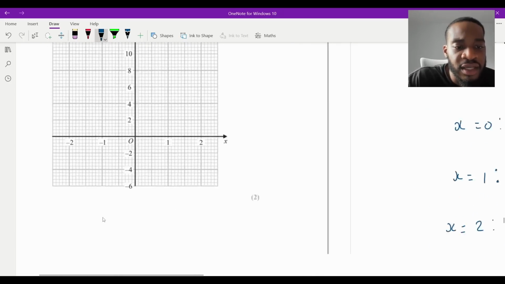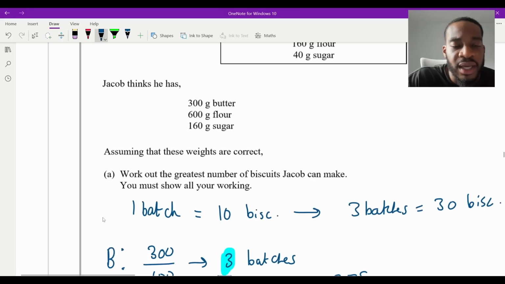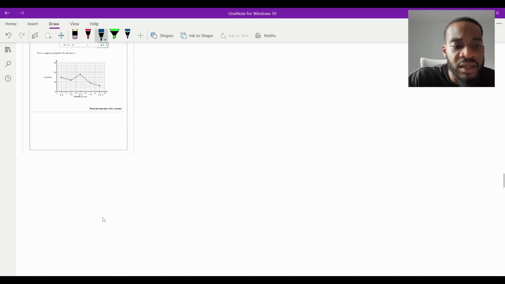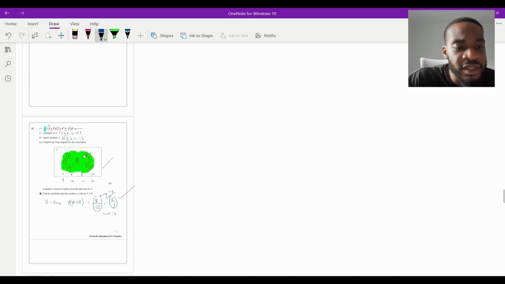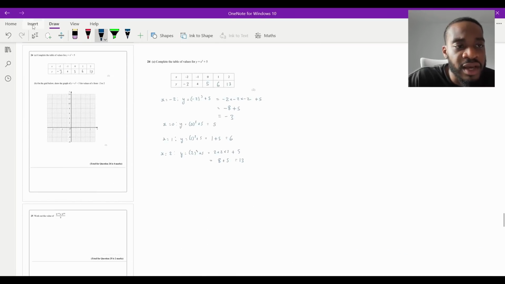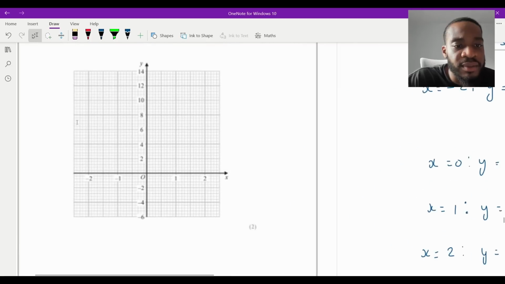Let me just put this in. I need to zoom in a bit, don't I? So we can get the actual questions. Whoops, I've gone all the way down there. Give me a second. Let's go back to where we were, which is over here. Fantastic.